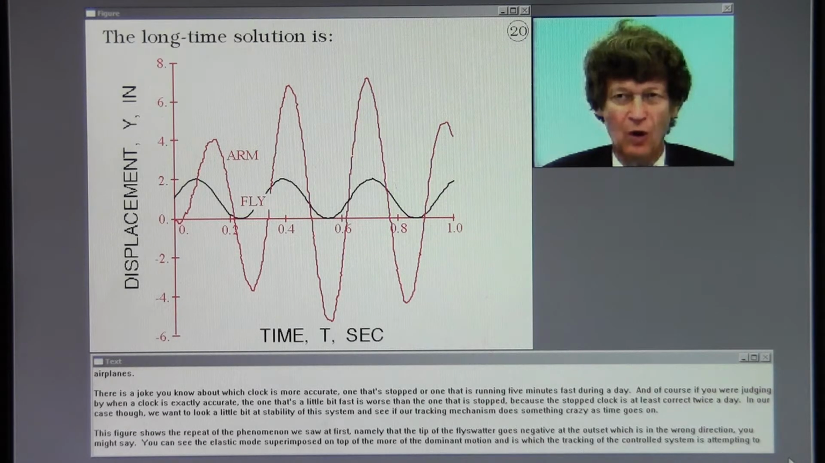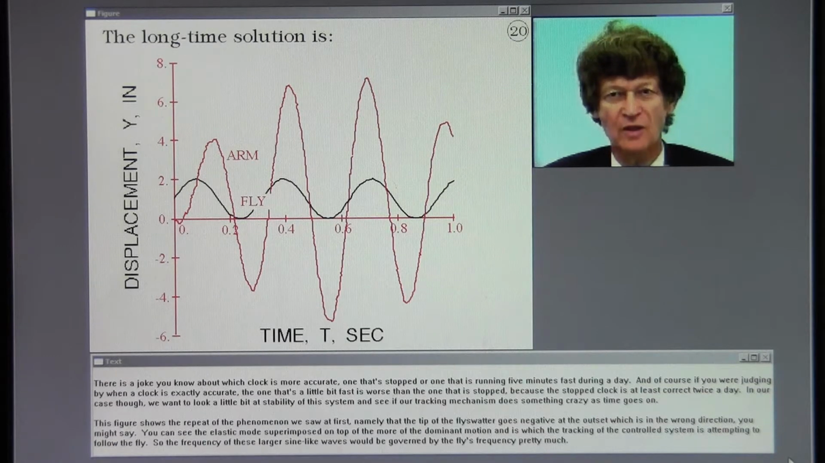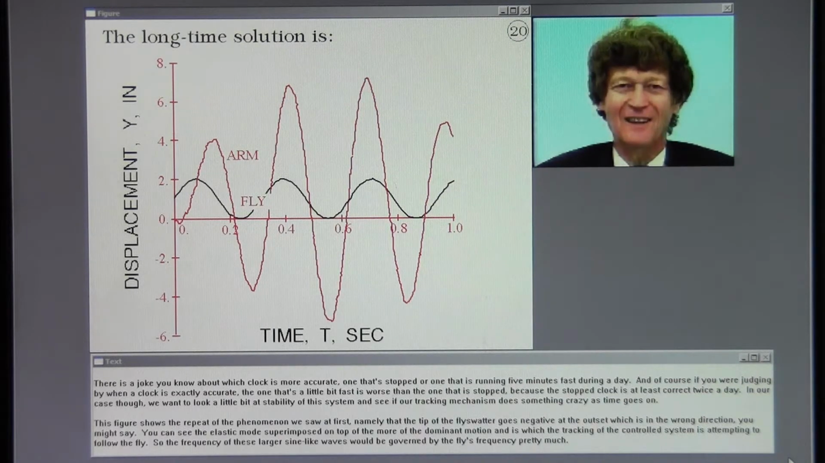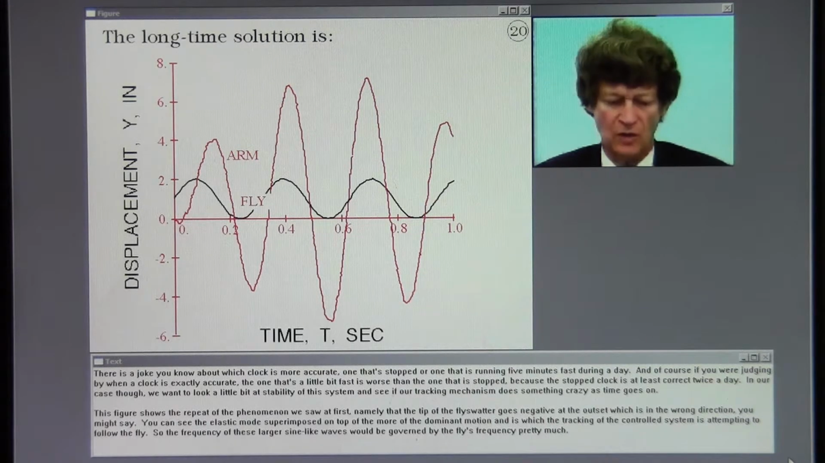There is a joke, you know, about which clock is more accurate, one that's stopped or one that is running 5 minutes fast during a day. And of course, if you were judging by when a clock is exactly accurate, the one that's a little bit fast is worse than the one that is stopped, because the stopped clock is at least correct twice a day. In our case, we want to look a little bit at stability of this system and see if our tracking mechanism does something crazy as time goes on.